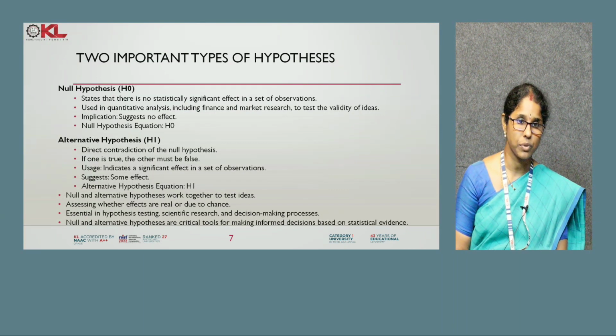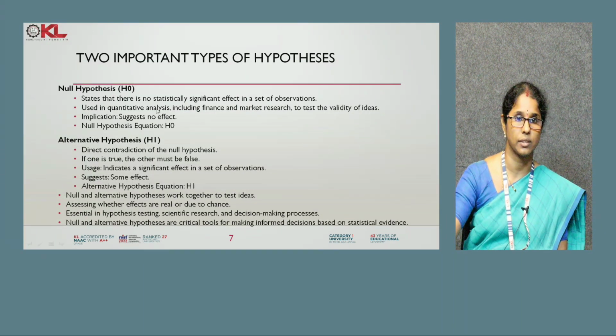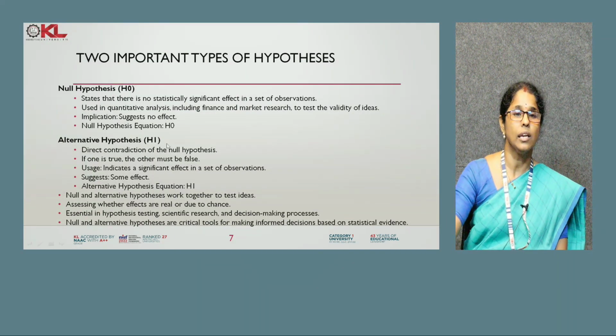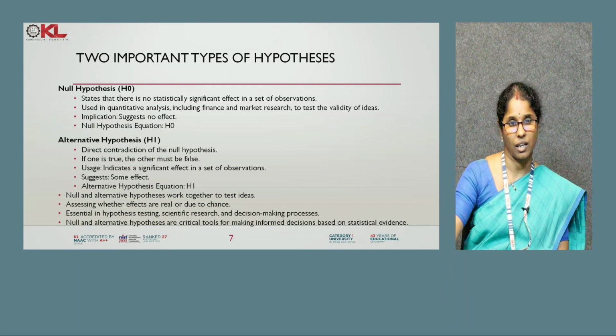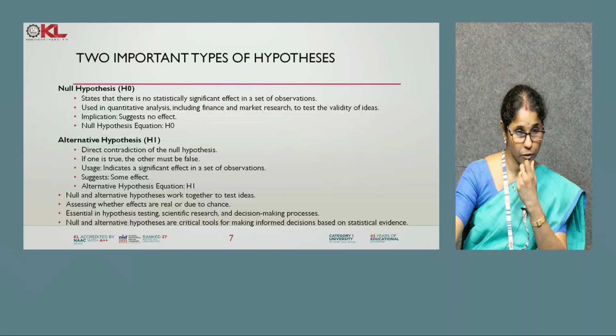Whereas the alternative hypothesis is represented as H1 here. Okay, so when we are talking about H1, what is the alternative hypothesis? A hypothesis that contradicts the null hypothesis is called an alternative hypothesis. So a direct contradiction of the null hypothesis is called your alternative hypothesis. If one is true, the other must be false.